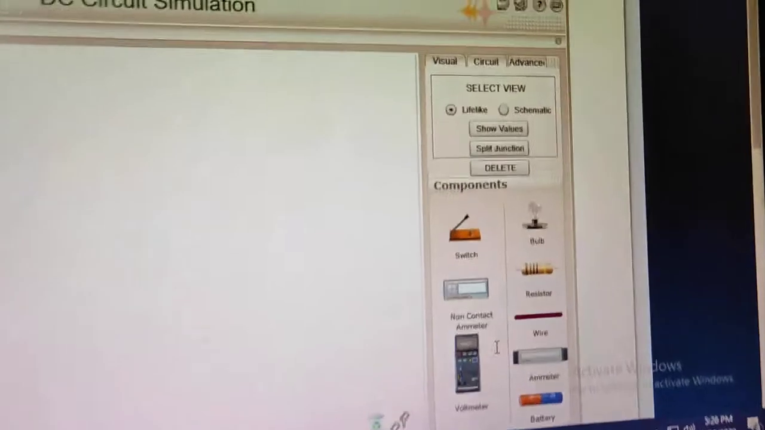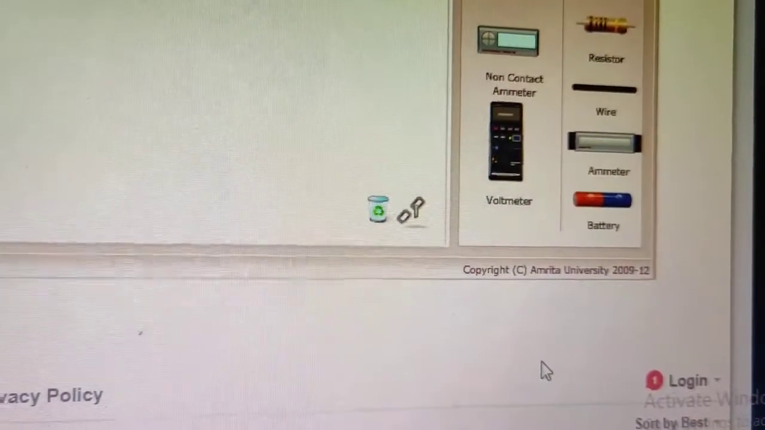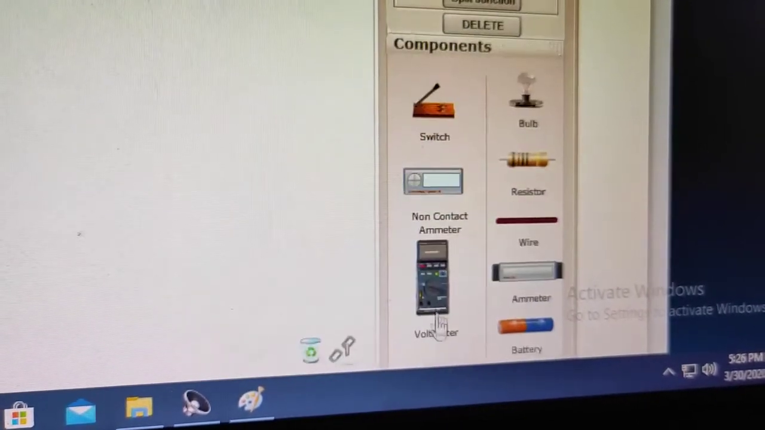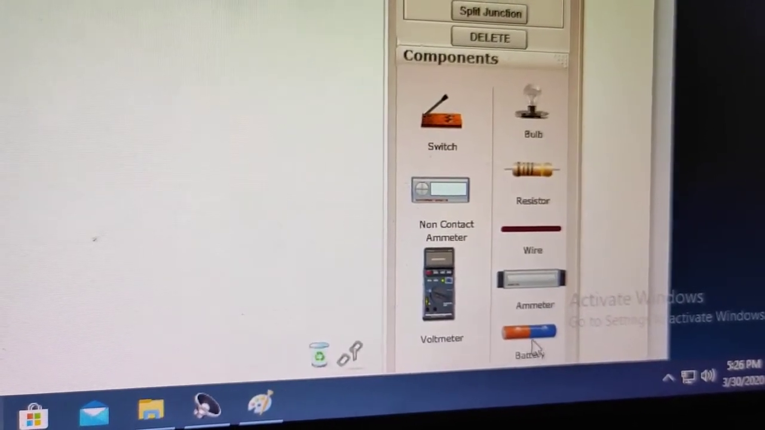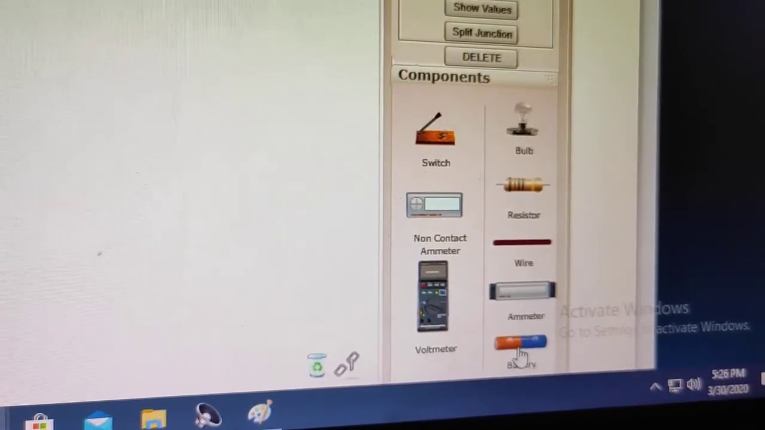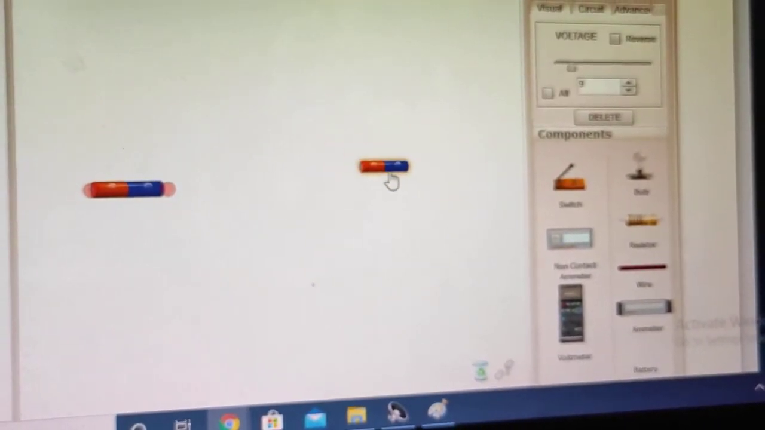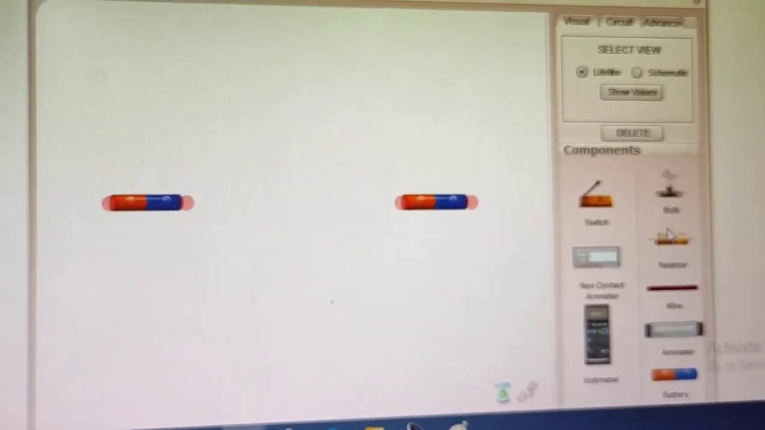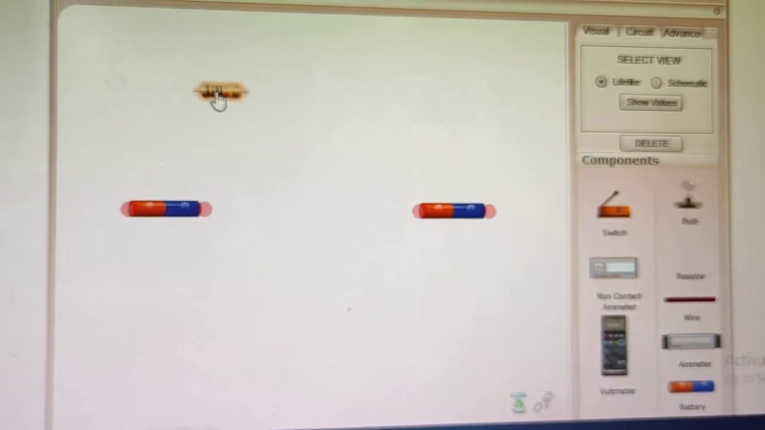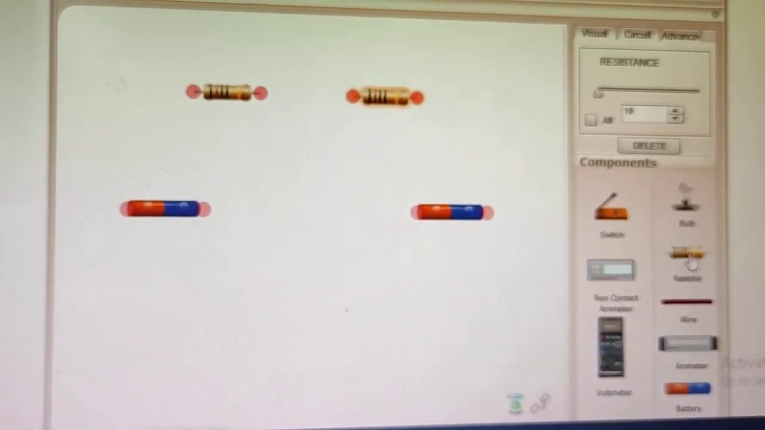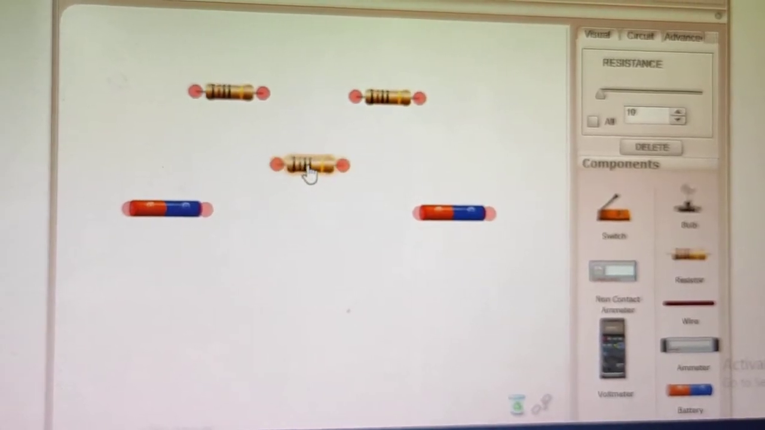Different components, switch, bulb, resistor, wire, voltmeter, ammeter and battery are given to you. For performing the experiment we need two batteries, so just drag the batteries. We need three resistors, so just drag the resistors. And we need one ammeter.